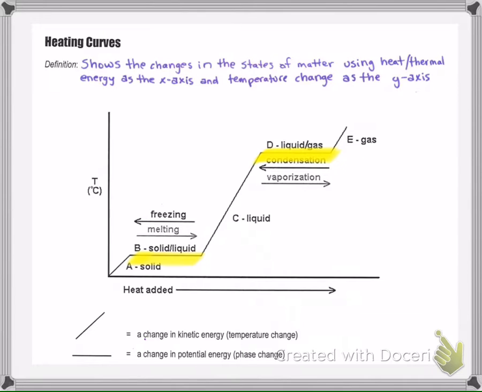So basically, we're going to see a temperature change when you're going on these diagonal slopes here. Okay, so anytime you see a diagonal slope, that means that you are undergoing a temperature change. And anytime you see this constant slope that's indicated in the yellow here, that's going to be a change in phase, which will change the potential energy.